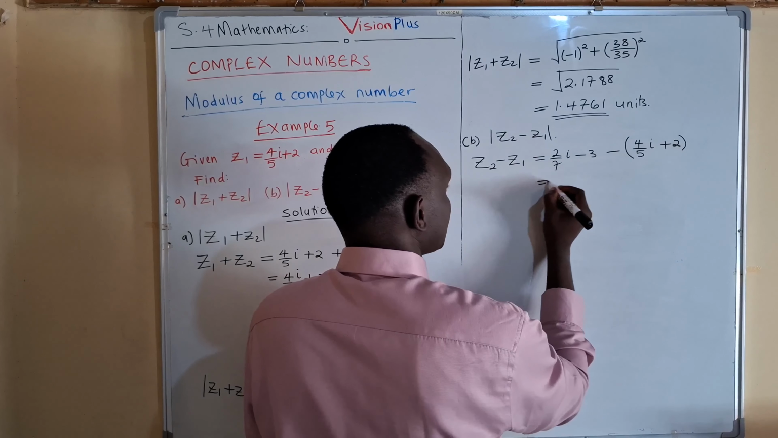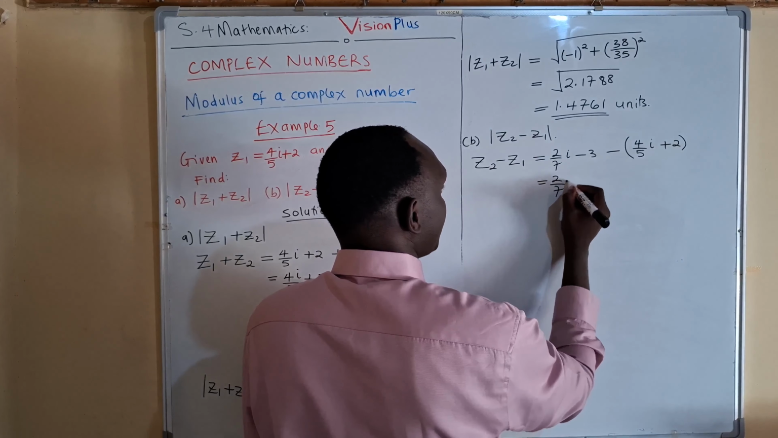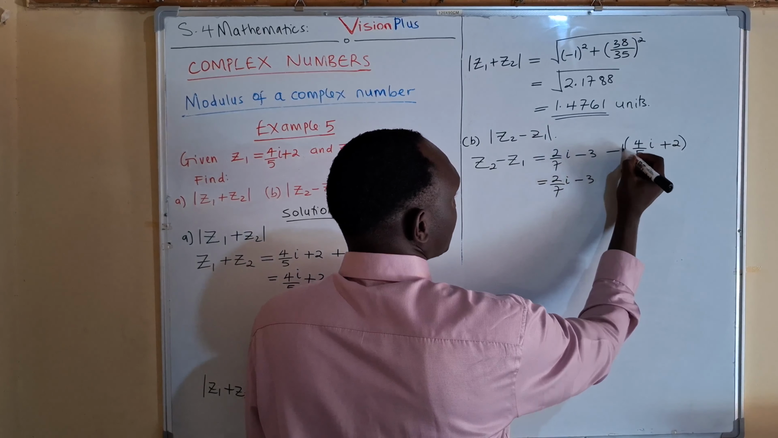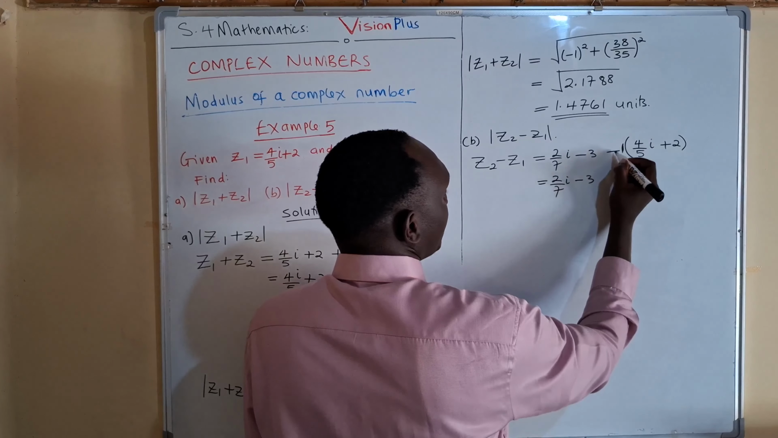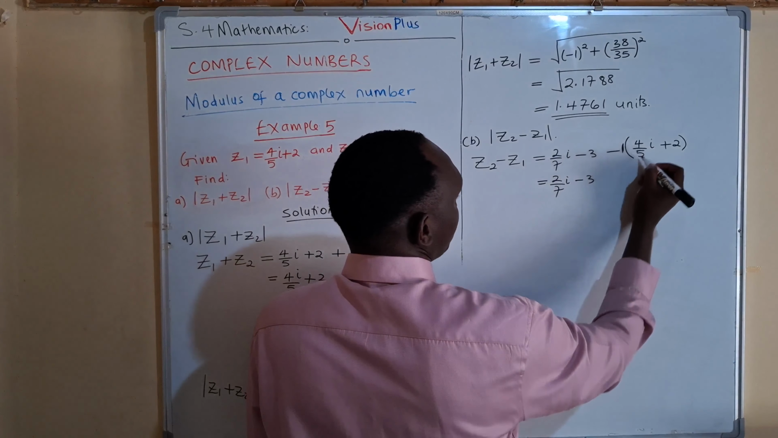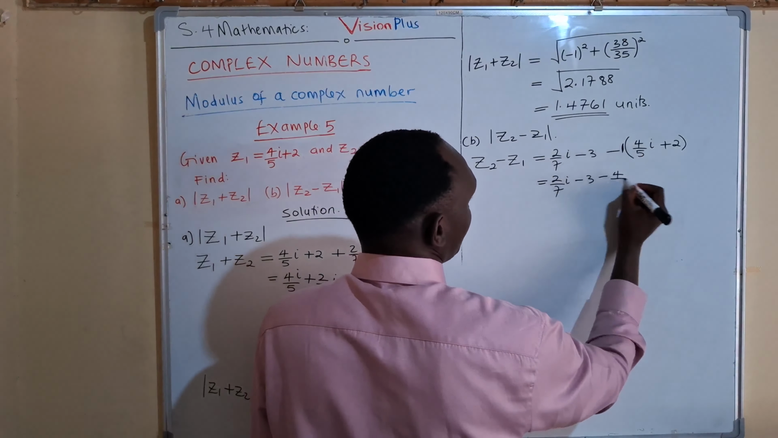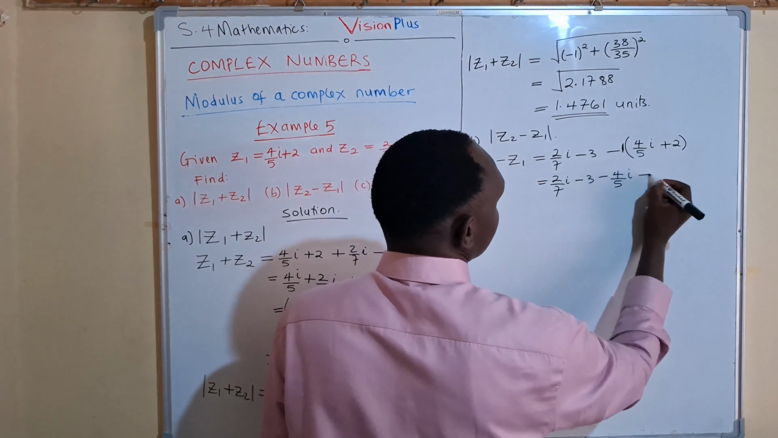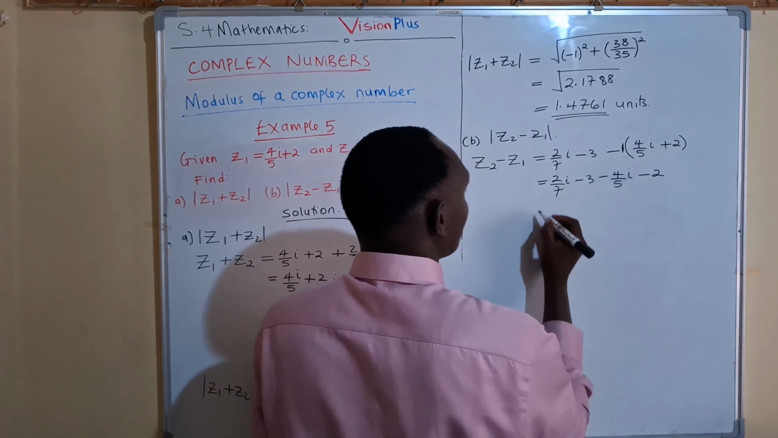And then you proceed and say this gives us 2 out of 7i. I'm keeping it the same, minus 3. Now my focus is here. We have a negative 1 here. Negative 1 times 4 out of 5 is simply negative 4 out of 5. And then negative 1 times 2 is simply negative 2. And then you collect the like terms.